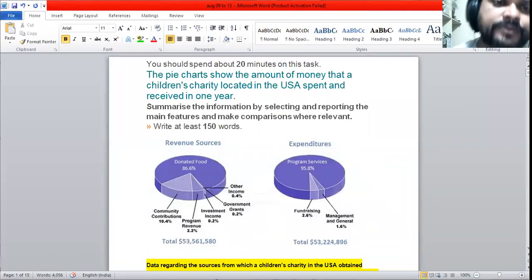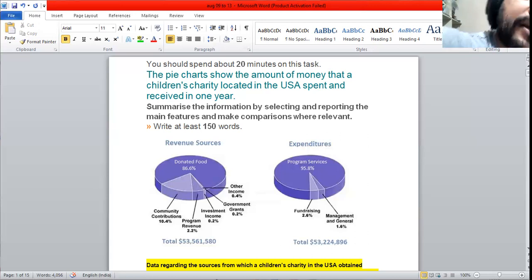And today we are going to see a pie chart. So we have these pictures. The first picture shows the revenue sources of a children's charity, and this is located in the US. And the next pie shows the expenditure, how this money is spent. One part is the revenue source, another part is the expenditure.